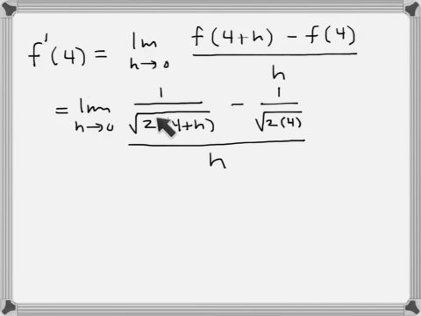Remember, our function was 1 divided by the square root of 2x, so I have 1 divided by the square root of 2 times 4 plus h. I went and replaced the x by 4 plus h because that's what the derivative definition there told me to do. Here I went in and replaced the x by 4.